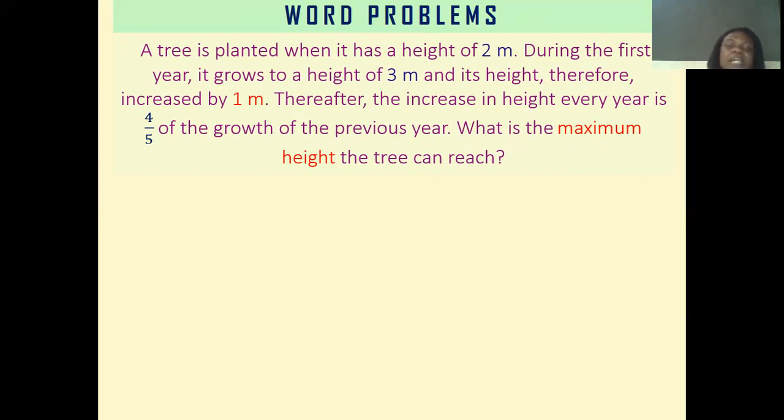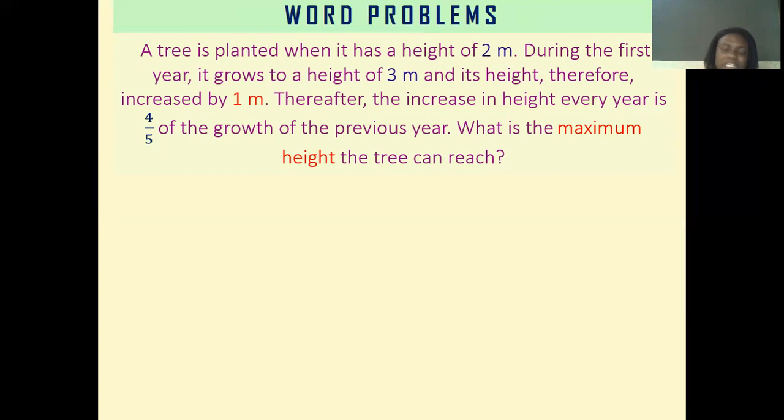So let's lay out what we have. The tree is already 2 meters tall. The first year it grew by 1 meter. Then the next year it grew by 4 over 5 of 1 meter. The next year it grew by 4 over 5 of the previous year. So each year it was growing 4 over 5 times the previous year, right?